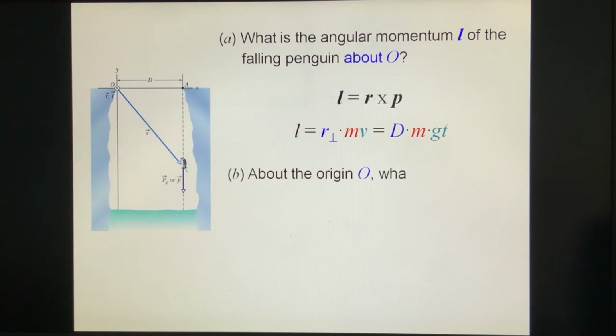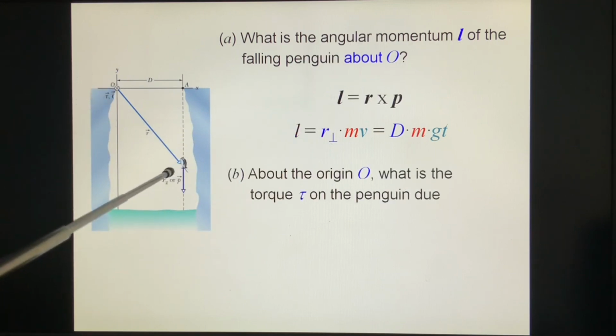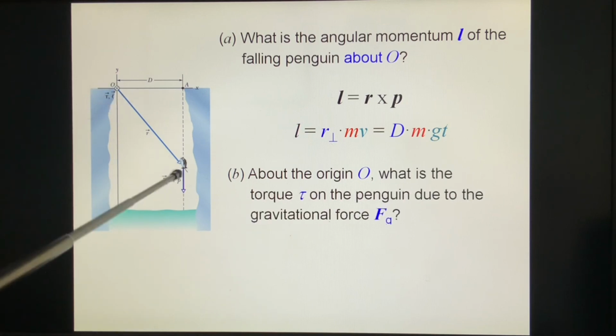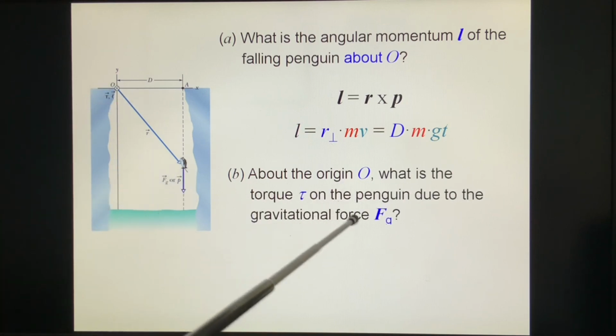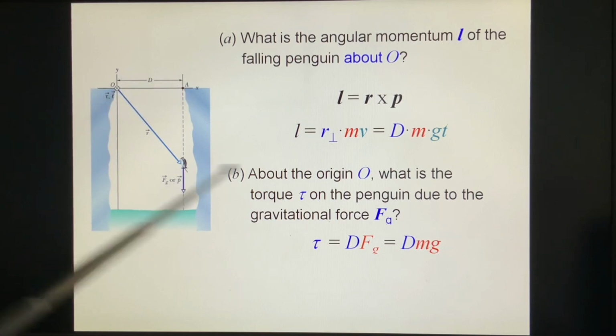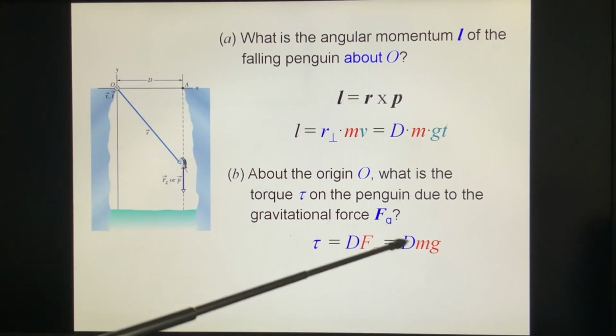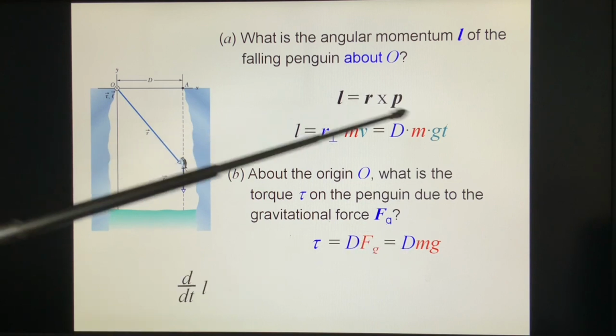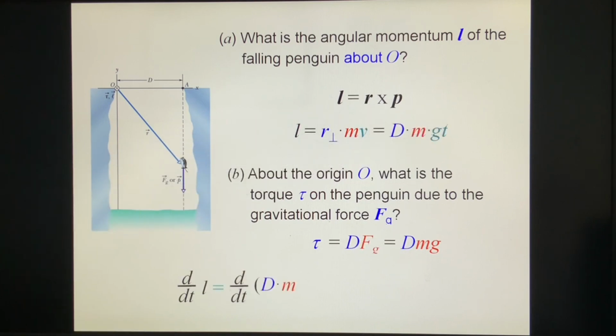Question B. About the origin O, what is the torque on the penguin due to the gravitational force Fg? The torque by definition is r cross F, which is r perpendicular times F. r perpendicular is d, F is mg. From these two, we find dL dt is d m g. The dmg is just equal to the torque. This is Newton's second law in angular form.